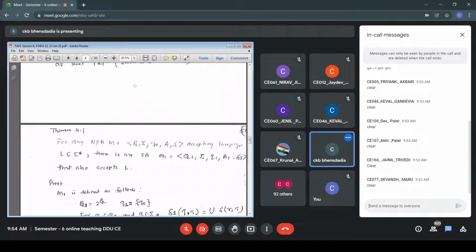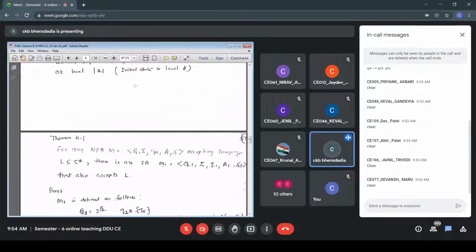Let my Q1 be 2 raised to Q, and my small q1 is a subset of Q0. I think now you can understand why we worked out those examples, to understand this better. Capital Q1 is what? The set of states in the DFA. M1 is the DFA, M is the NFA. So which are the states in the DFA, based on our example?